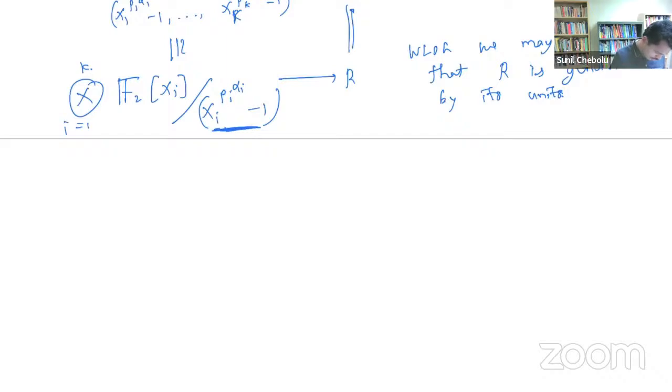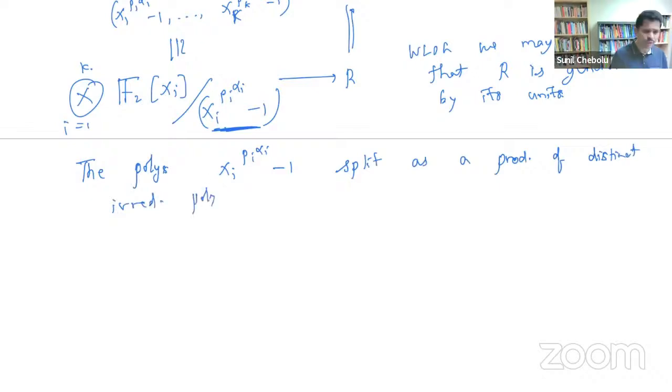So the claim, the observation, is that the polynomials x_i^(p_i^(α_i)) minus 1 split as a product of distinct irreducible polynomials. So this is a unique factorization domain I'm working in. So these polynomials, distinct irreducible polynomials.